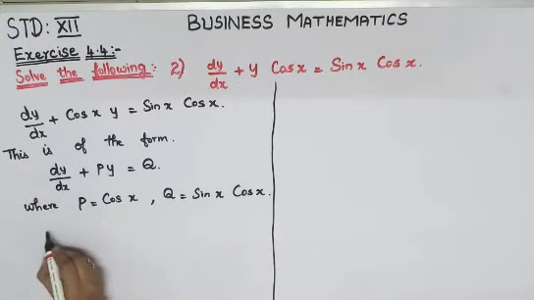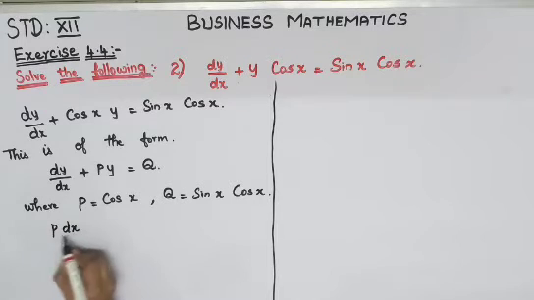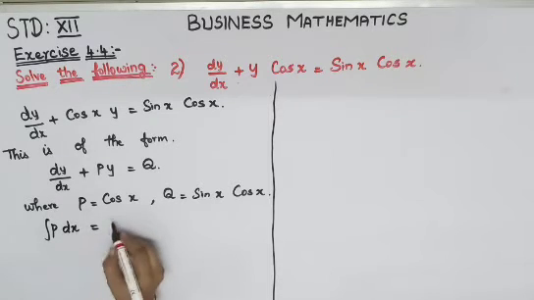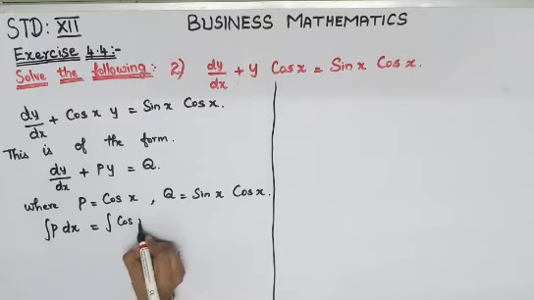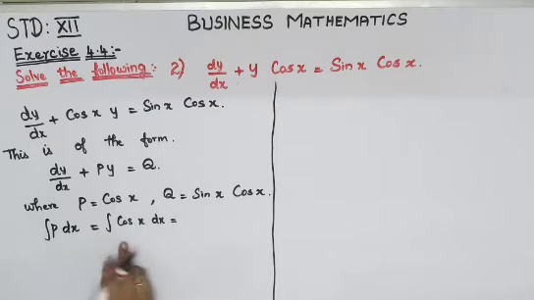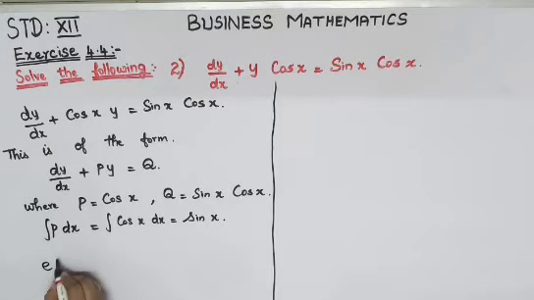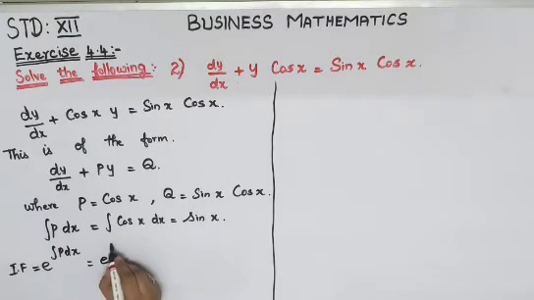Now the next step is the integral of p dx. So this is the format you'll have to find. That is integral p dx is equal to integral cos x dx. Integral of cos x is sin x. So the next is e power integral of p dx, that is nothing but your integrating factor. The formula is e power integral of p dx, that is equal to e power sin x.